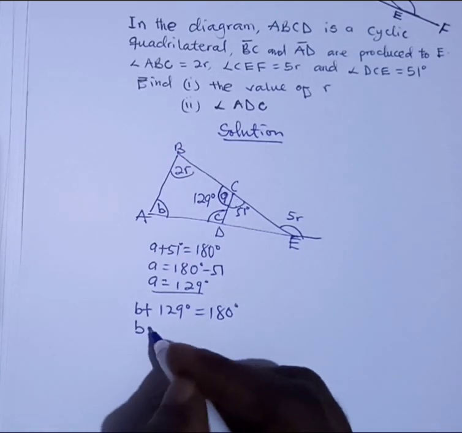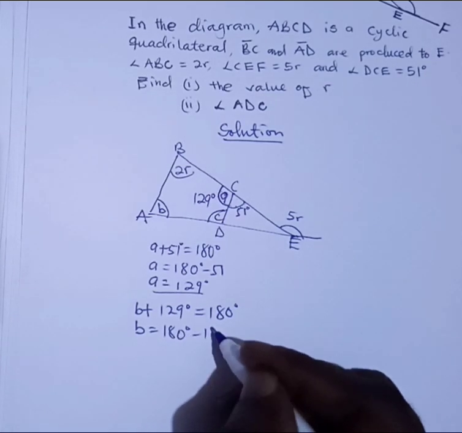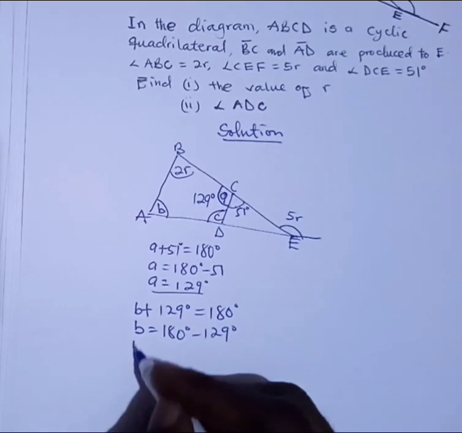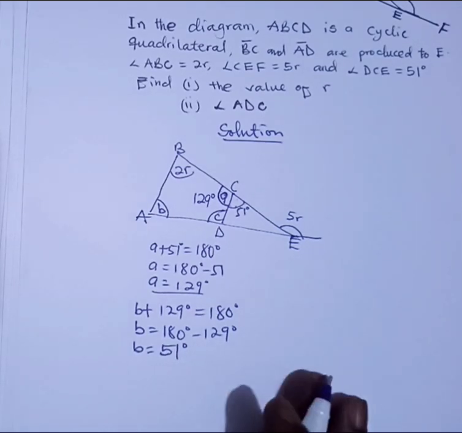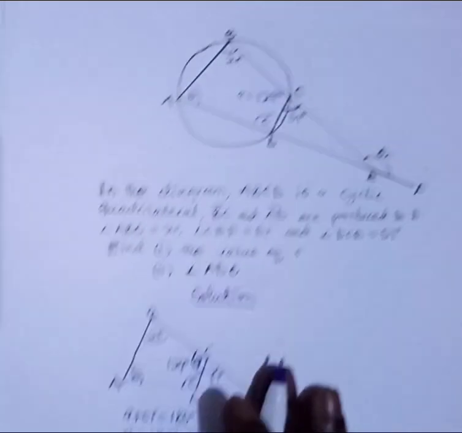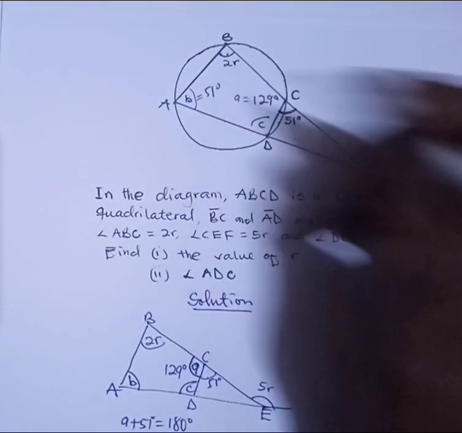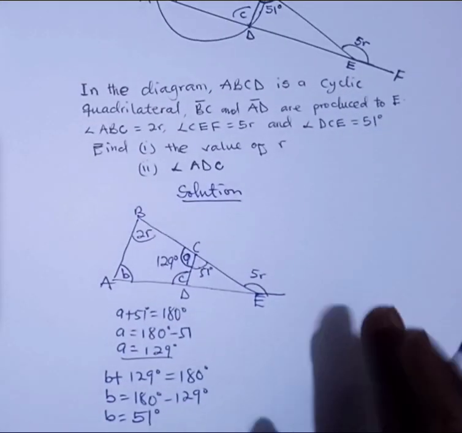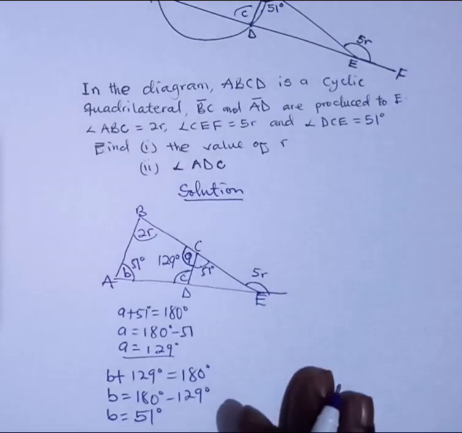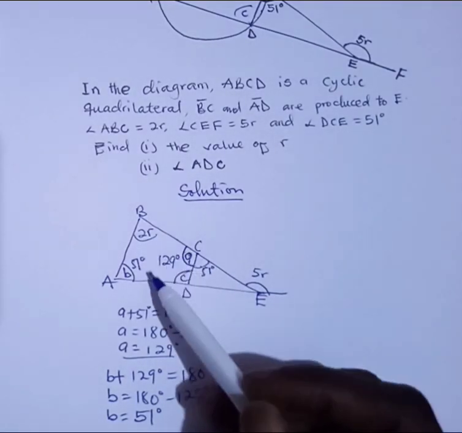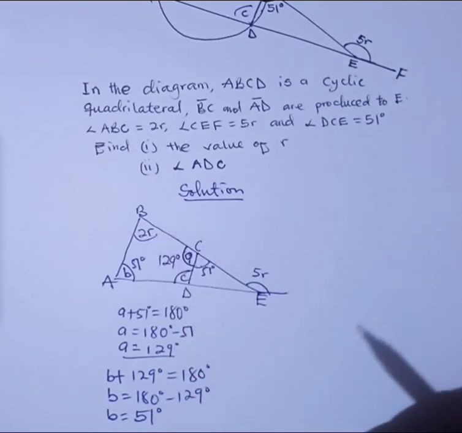So I have B as 180 degrees minus 129 degrees, which gives me what? 51 degrees. So it means that my B is also 51 degrees. Good. So once we know here as 51 degrees, then we can quickly look for R. But how do we get R?